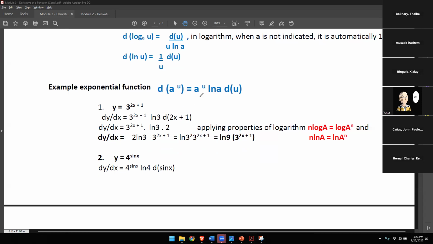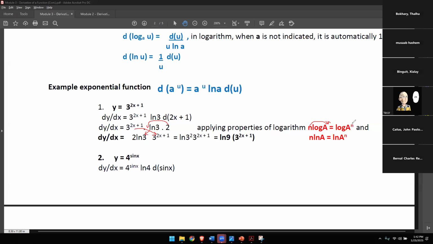So again, we just simply plug everything in. Derivative of u, which is 2x plus 1. Derivative of 2x plus 1 is just simply 2. You can actually place this 2 right here, making it 2 ln 3, which is now this one. And this 3 raised to 2x plus 1 is now this part right here. So we just simply rearrange it. And then according to the properties of logarithm, n log a is equal to log a raised to n. You can actually make this your exponent. So vice versa, of course.